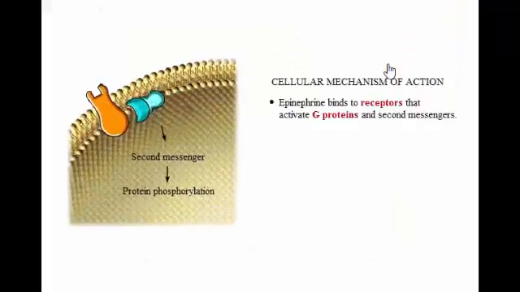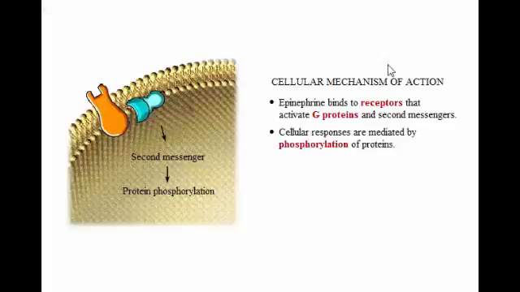Epinephrine binds to receptors on the cell surface. The many different catecholamine receptors activate G proteins that produce second messengers. Cellular responses depend on phosphorylation of proteins. Catecholamines affect nearly every organ in the body.